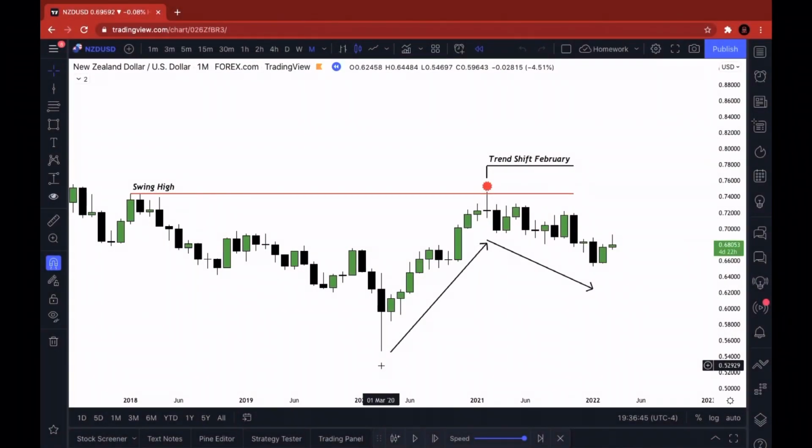Here you can see an example of the reversal phase with New Zealand dollar on the monthly time frame. You can see here March 2020, New Zealand dollar makes a low of the year in March and trends higher throughout 2020. Coming around 2021 in February, price gets above an old high back in 2018 in January and then changes trend and goes lower.